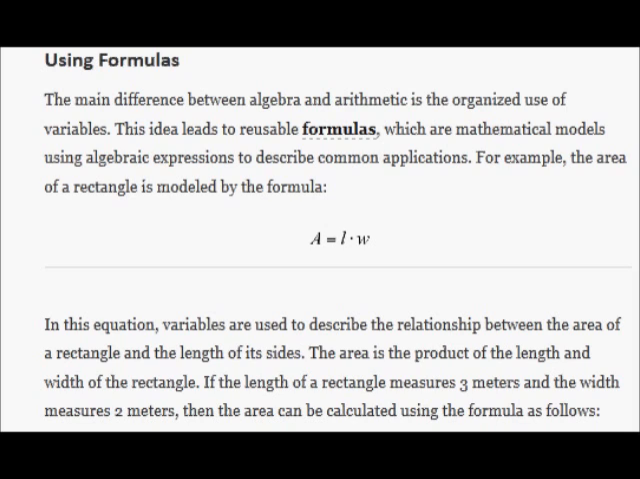Using formulas. The main difference between algebra and arithmetic is the organized use of variables. This idea leads to reusable formulas, which are mathematical models using expressions to describe common applications. For example, the area of a rectangle is modeled by the formula area equals length times width. A equals LW, or A equals L times W. In this equation, variables are used to describe the relationship between the area of a rectangle and the length of its sides.